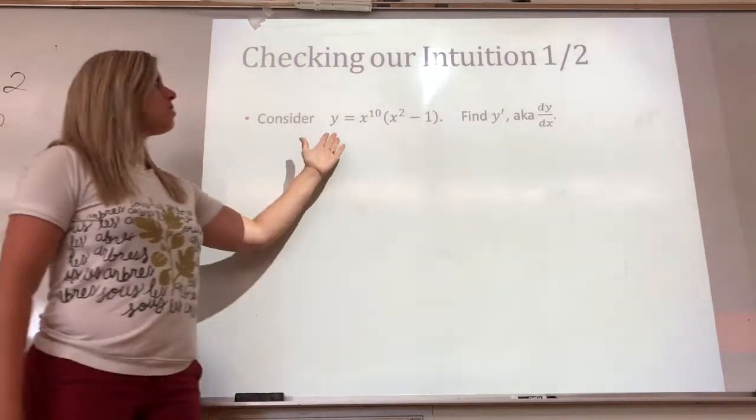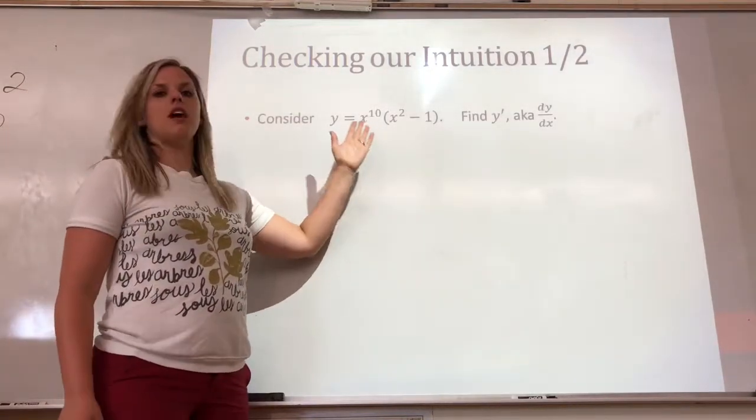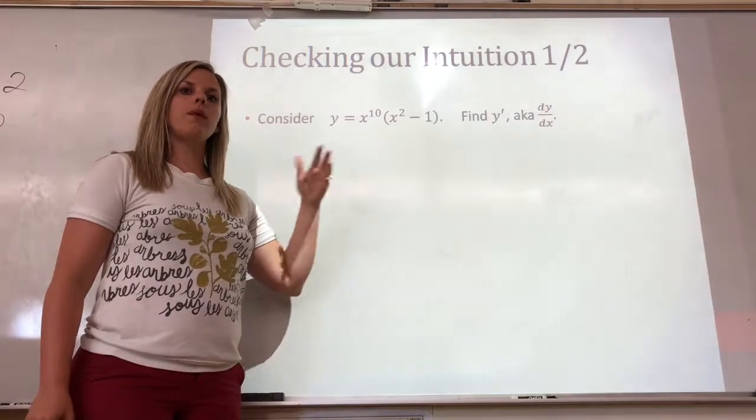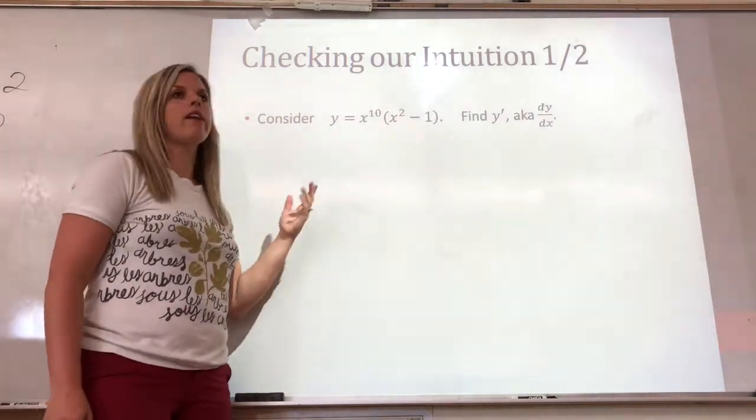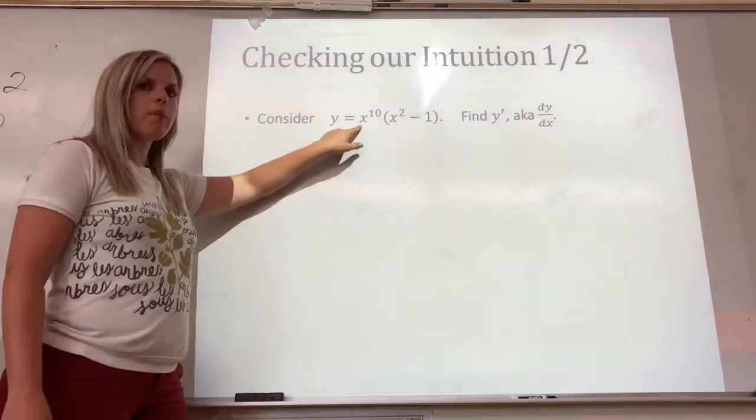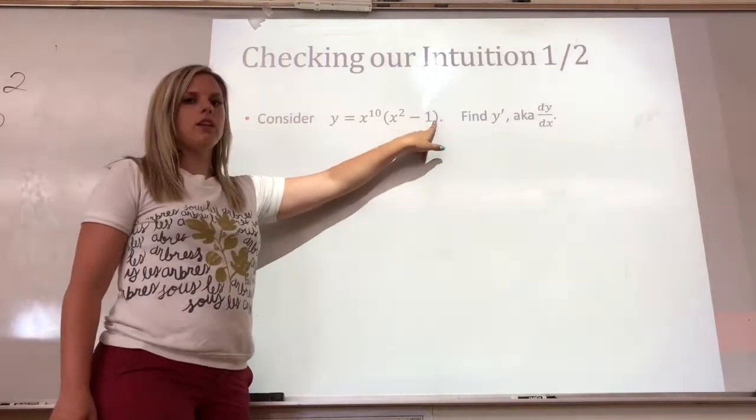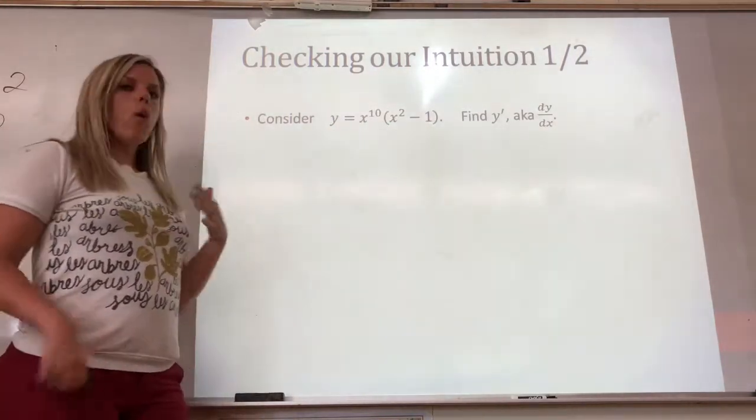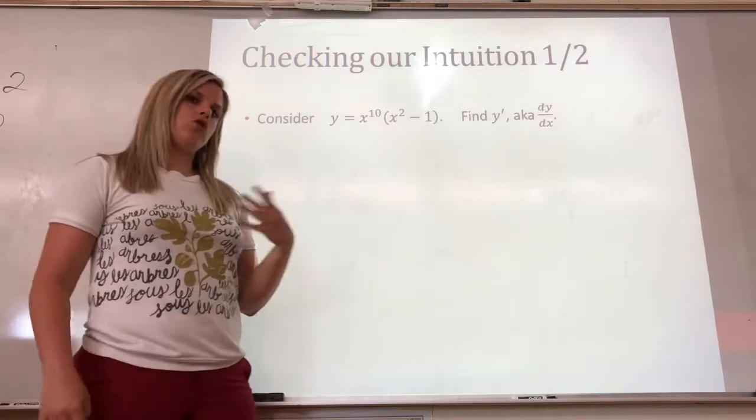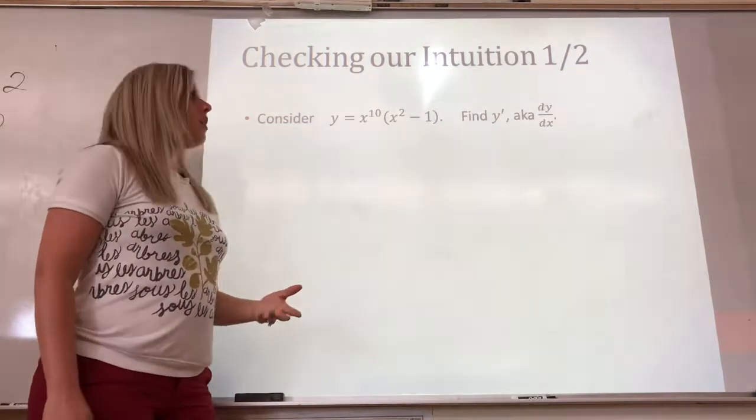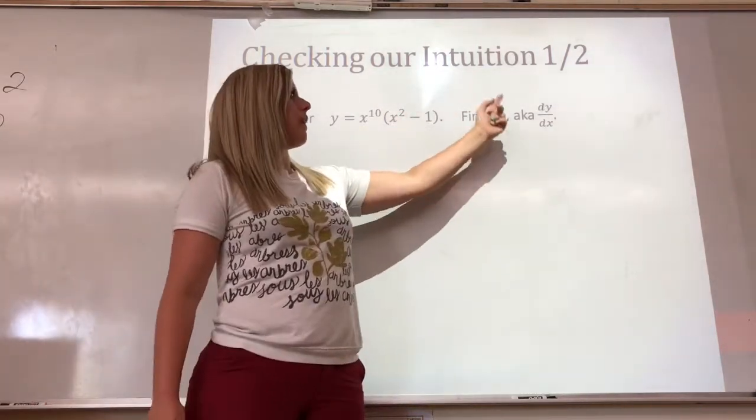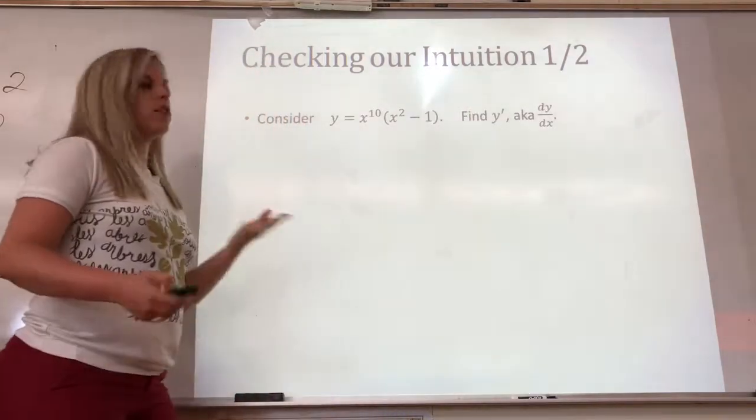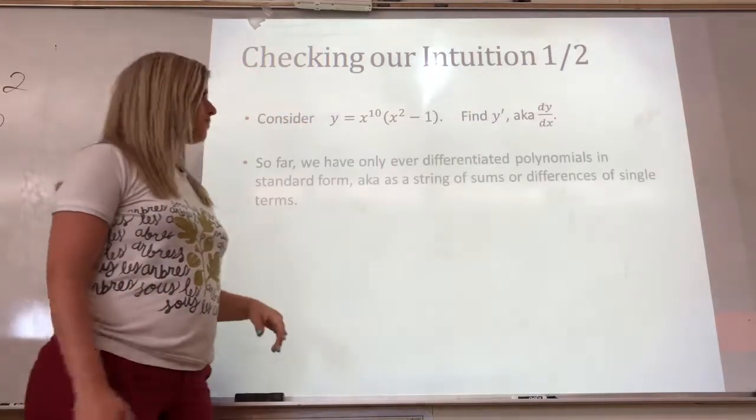Let's consider this function, y equals x to the 10th times x squared minus 1. I'm given this function that is a product between two terms. x to the 10th is the first term, x squared minus 1 is the second term. My question is, how do I take the derivative of a product? The problem is to find y prime or find dy dx, either of those notations.